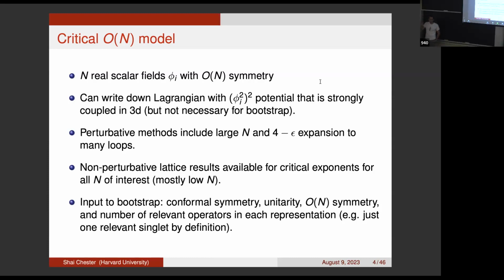You can see that's part of the definition of the critical O(N) model, as opposed to some putative other model. And so these are the only inputs. So we're not using the Lagrangian, we're not using any other intuition from experiment or anything else. This is basically how we're defining the theory.